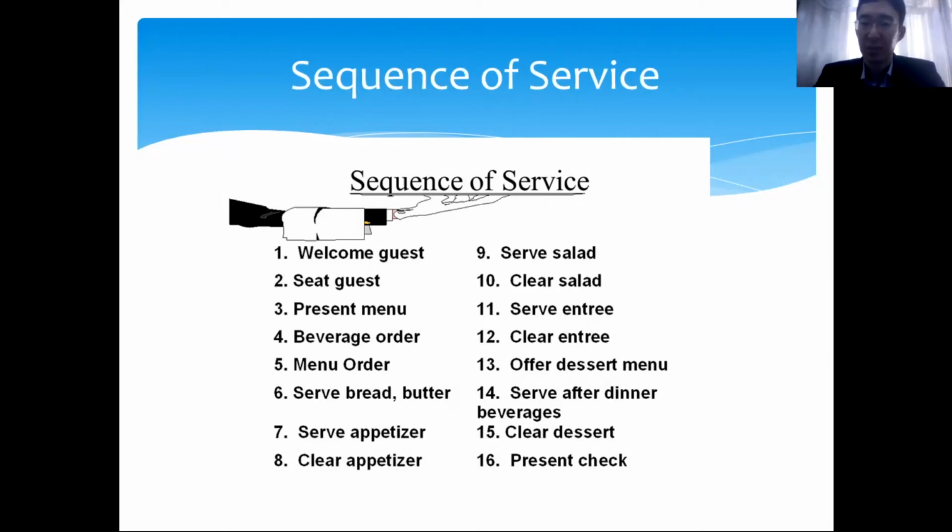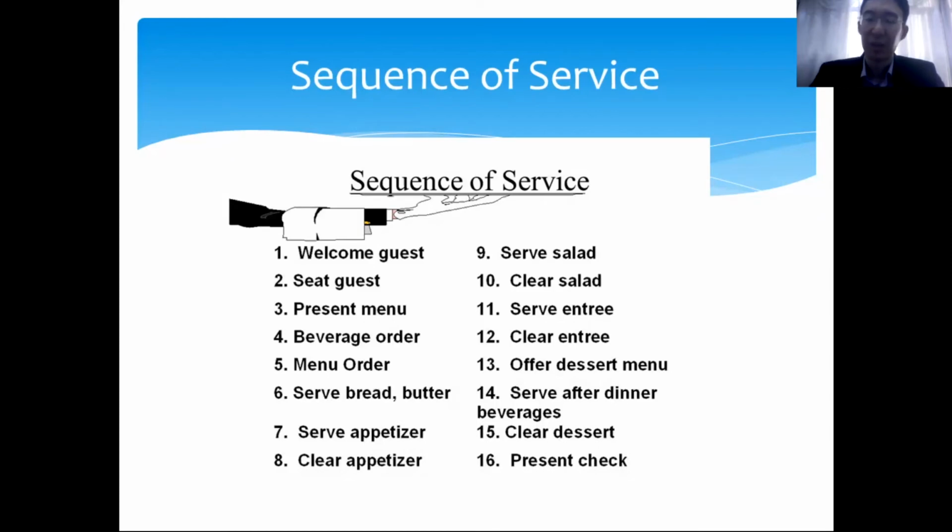Then they order that. After that, we serve bread and butter. Usually, bread and butter in a fine restaurant are free. Then we serve the appetizer because it comes first. Then we clear the appetizer. Then we serve salads, then we clear them. Then we serve the main course and side course, and then again we clear that. Then we offer dessert, something that comes after.